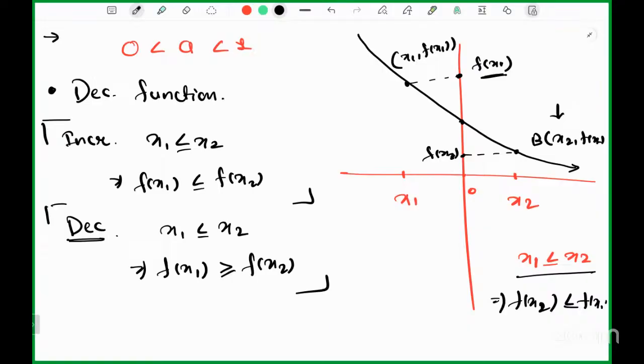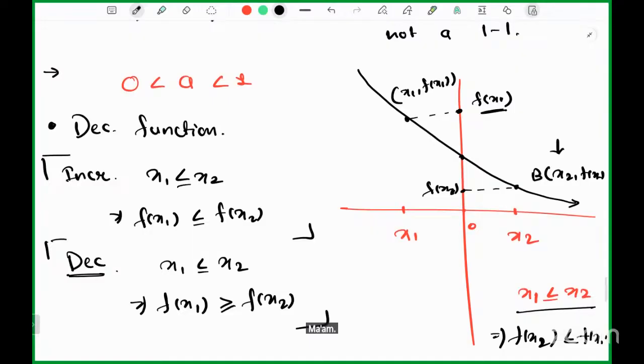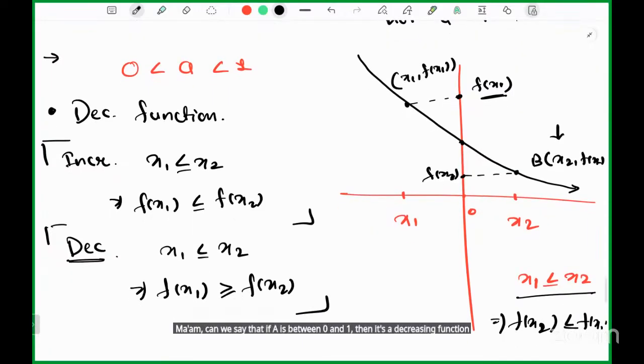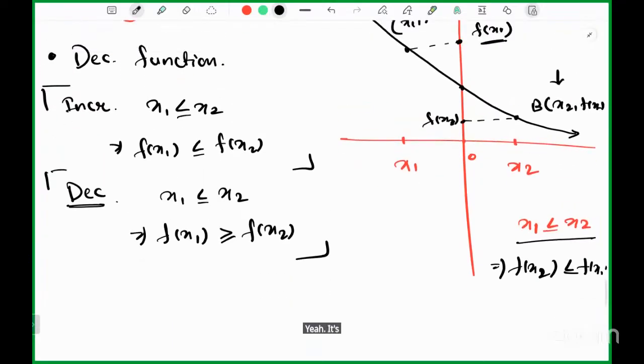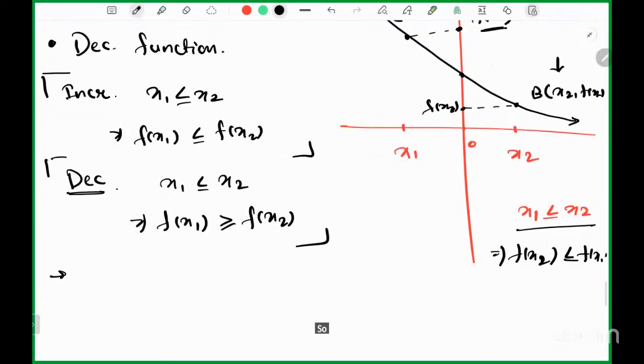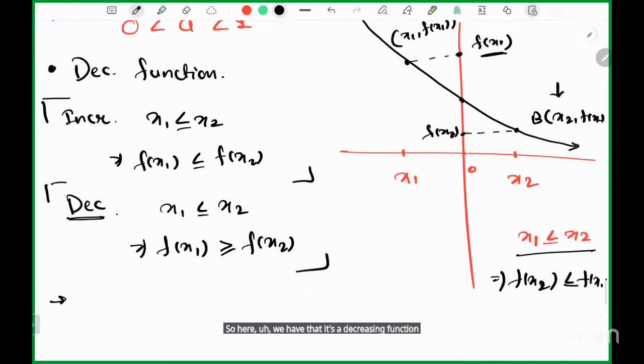Okay, so yeah, ma'am, can we say that if a is between 0 and 1 then it's a decreasing function, and if a is greater than 1 then it's an increasing function? It's an increasing function, correct. So here we have that it's a decreasing function if the value of a is between 0 to 1.